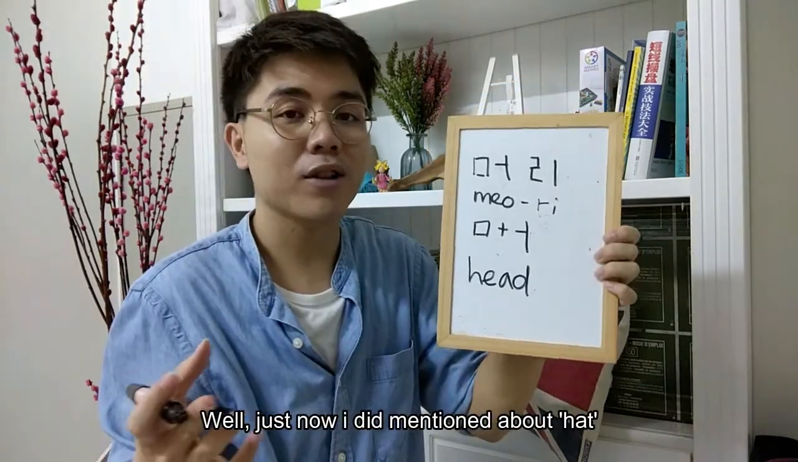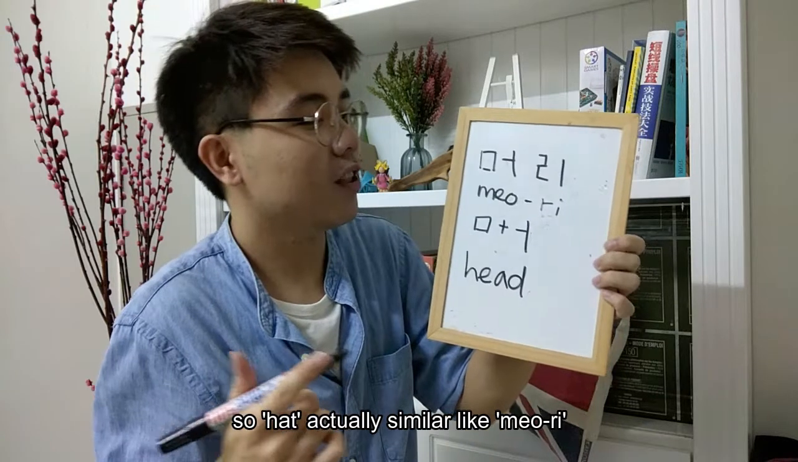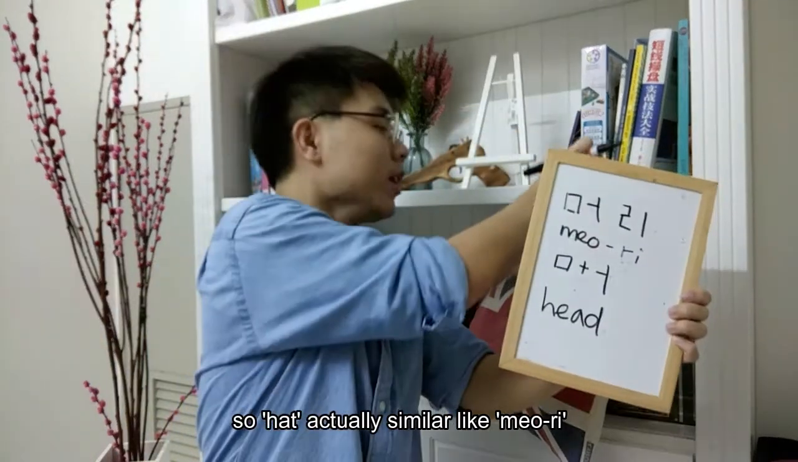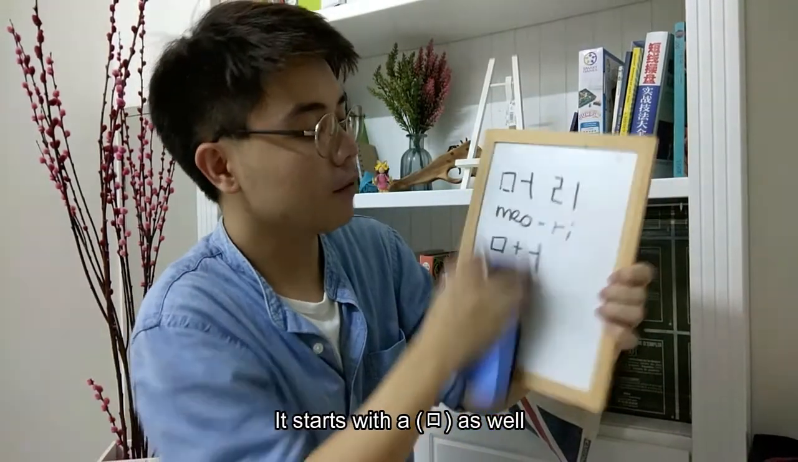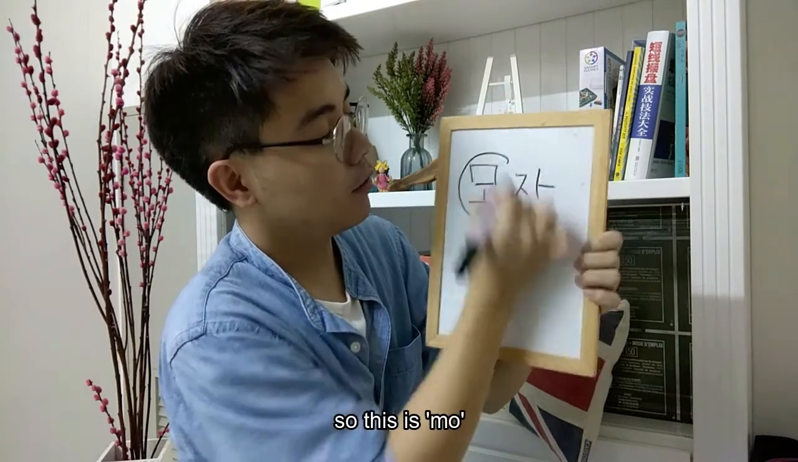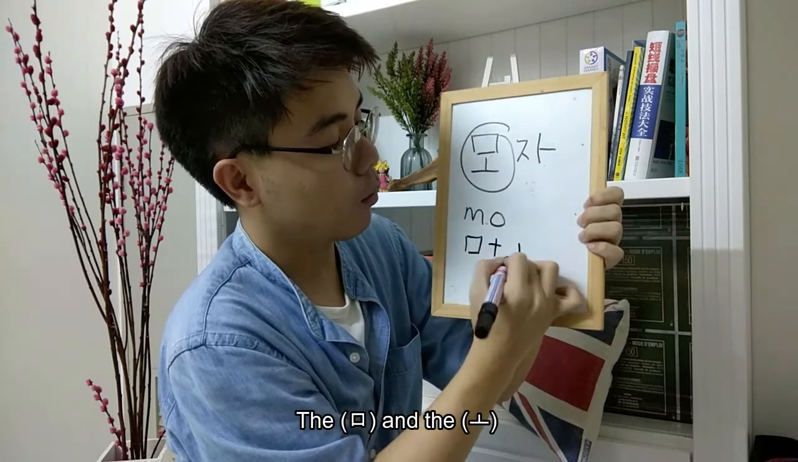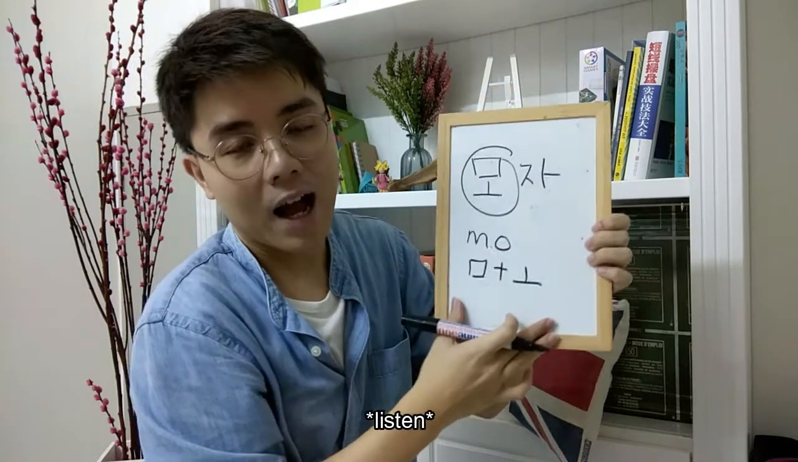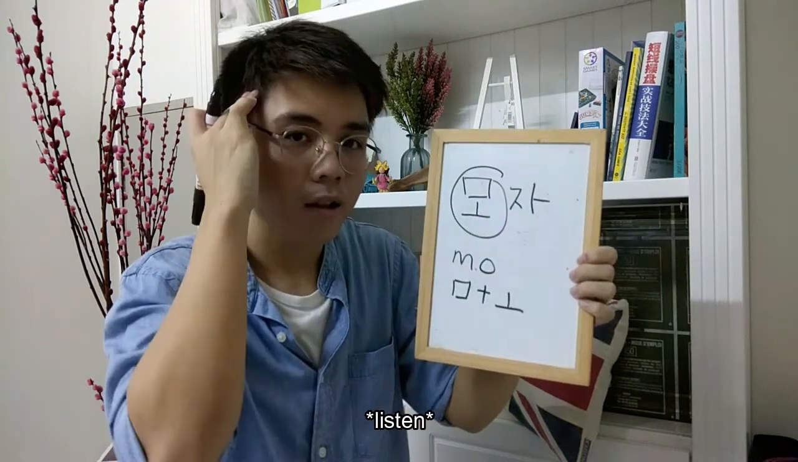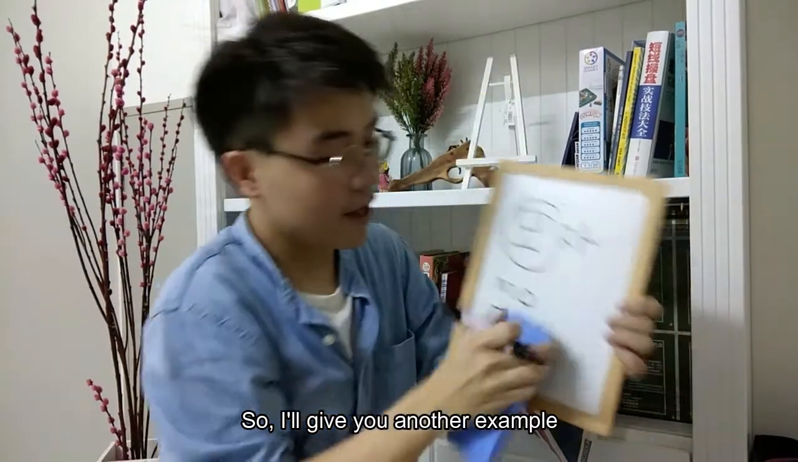Wow, just now I did mention hat. Hat is kind of similar to 머리. It starts with a mium as well. 모자. So this is mo, the mium and the o. 모자. My 머리 has 모자.